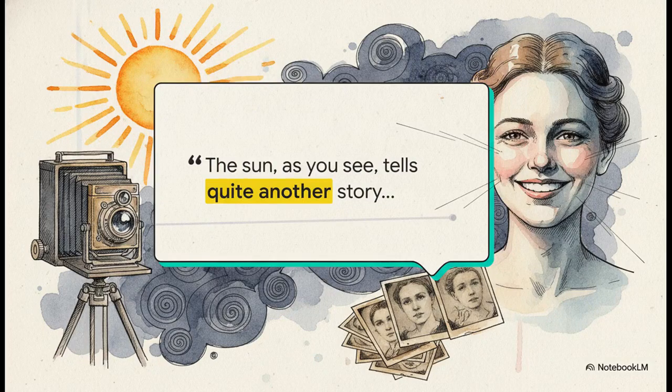Holgrave, who is the daguerreotypist in the novel, explains this phenomenon perfectly to the character Phoebe. He shows her the image and says, "The sun, as you see, tells quite another story." He points out that while we think sunlight only depicts the surface, it actually brings out the secret character with a truth that no painter could ever capture. It's the magical power of the camera to bypass the false human smile and expose the dark reality underneath.